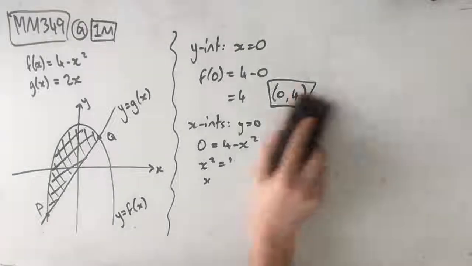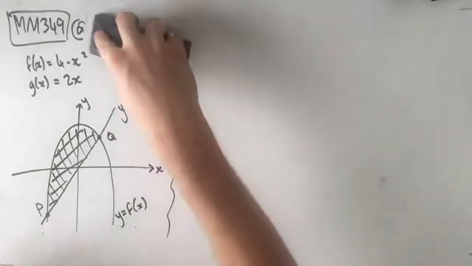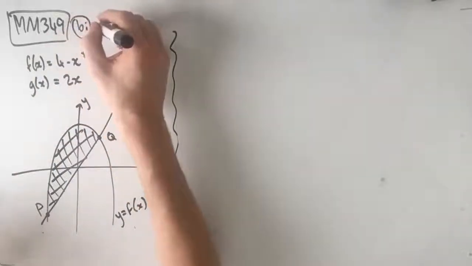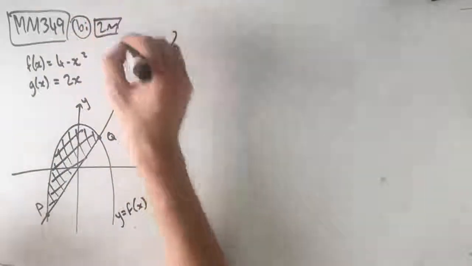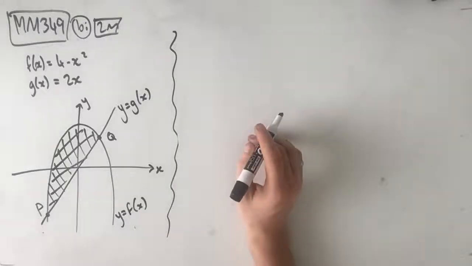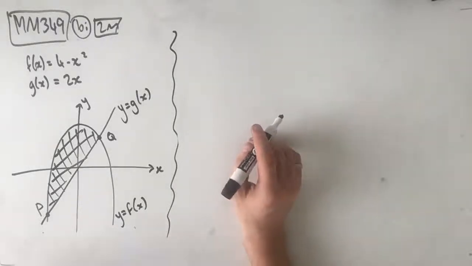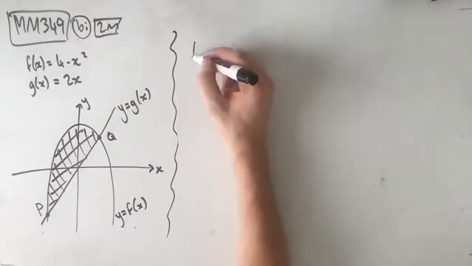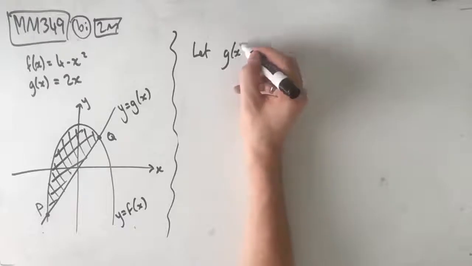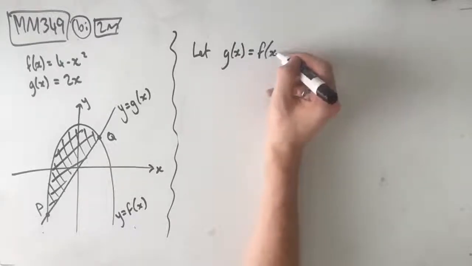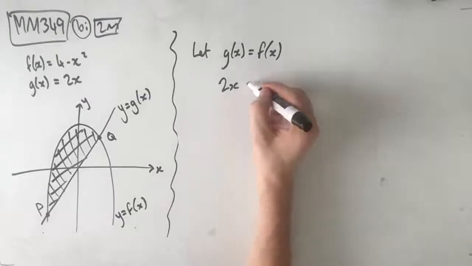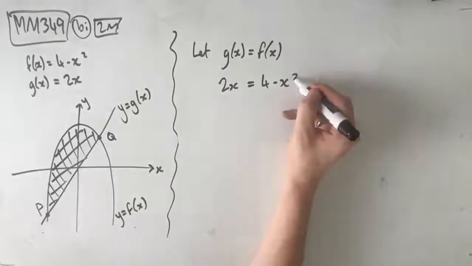Now part B is a 2 mark question, or part BI I should say. It says find the coordinates of points P and Q, the points of intersection between g of x and f of x. Awesome. So as always guys, with points of intersection we are letting g of x equal f of x. That's going to allow us to find the x values that they're intersecting at. So g of x is 2x, f of x is 4 minus x squared.